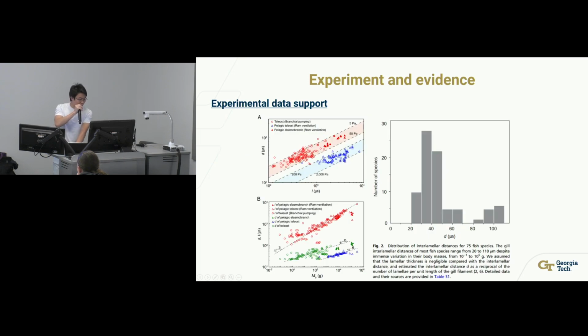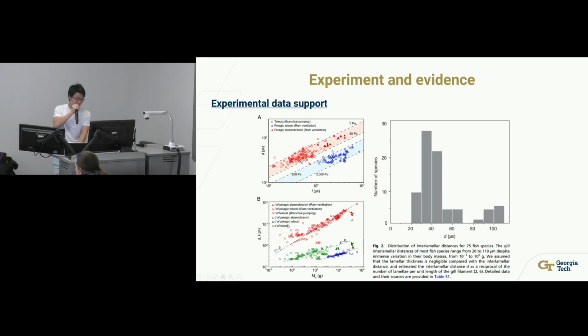Also, if we look at the trend of the ratio between D and L, which is the ratio between the width and the length, they follow the same trend, and most of them fall within their expected values. And if we look at the picture below, we can see that although the dimensions of the gill structure do increase with body size, it's pretty small.